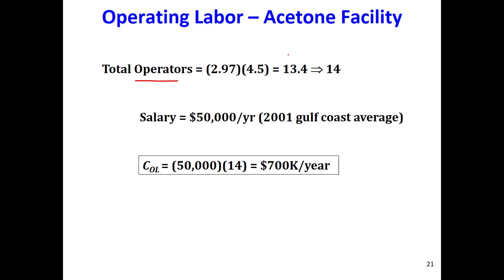2.97 times 4.5 gives you totally 13.4, which you can round to 14. And we know that the average salary, for example, in the Gulf area is $50,000 per year. I need this many operators per year. So totally, how much salary do I have to pay? We use this to find the cost of operating labor. Each operator gets this much money, and I need totally 14 operators in that plant. So I have to pay this much salary.